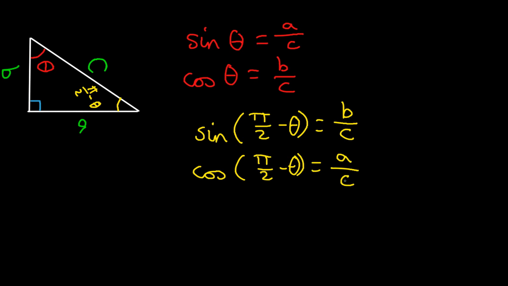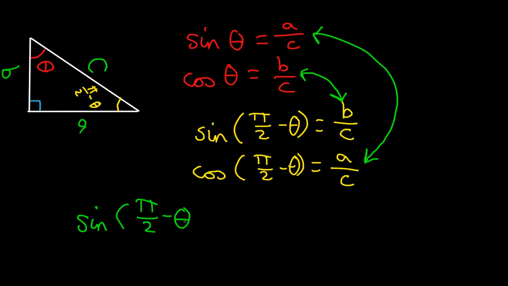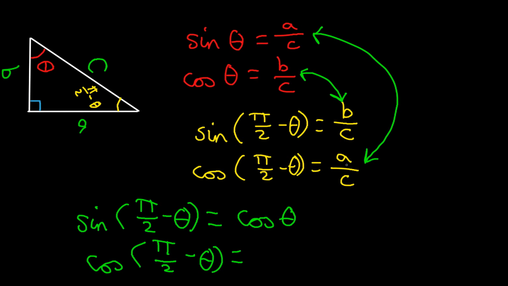So now look here. A over c, a over c, and b over c, b over c. So the sine of pi over 2 minus theta is equal to b over c, which is equal to cos theta. And similarly, the cos of pi over 2 minus theta is equal to a over c, which is equal to sine theta.